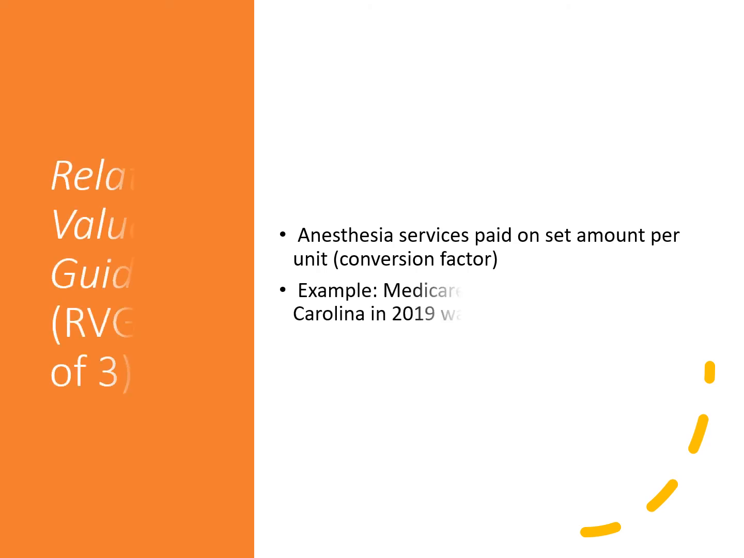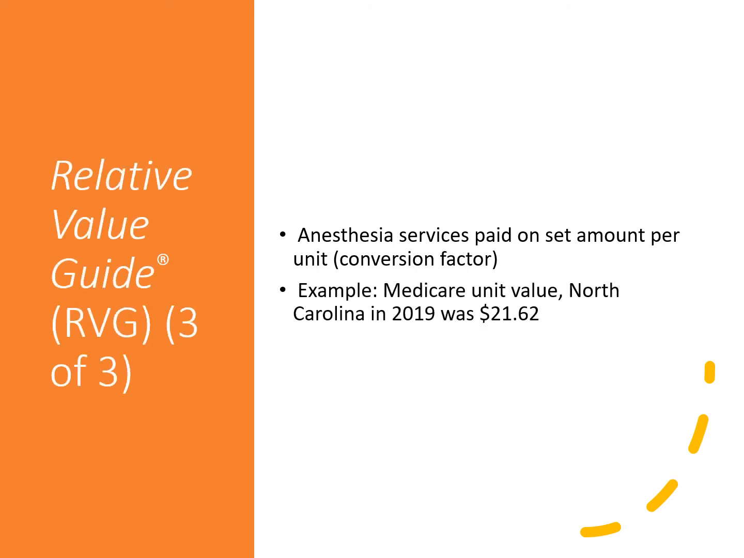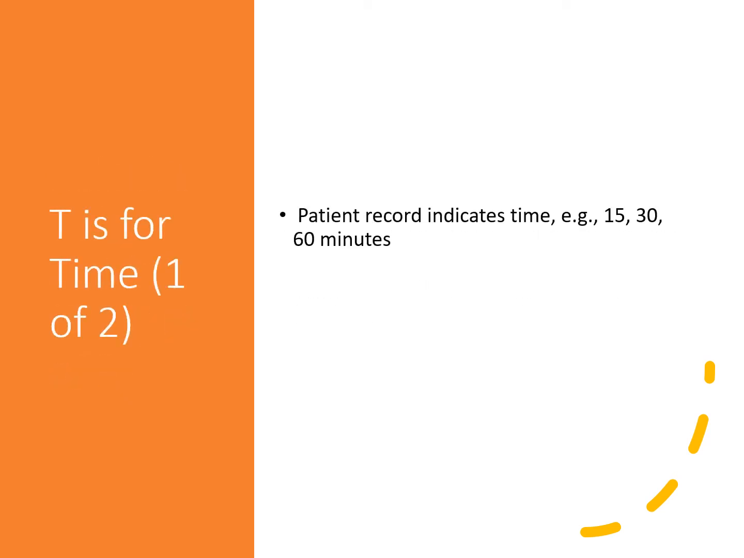Anesthesia services are paid on a set amount per unit conversion factor. Medicare unit value for North Carolina in 2019 was $21.62. So T is for time. The patient record indicates time, for example, 15, 30, or 60 minutes. Often 15 minutes is used for 1 unit. So you can see that the unit is in 15-minute increments for time. So 60 minutes, 4 units.